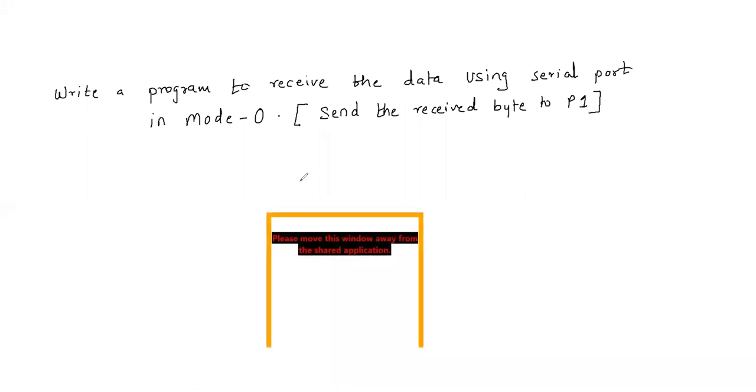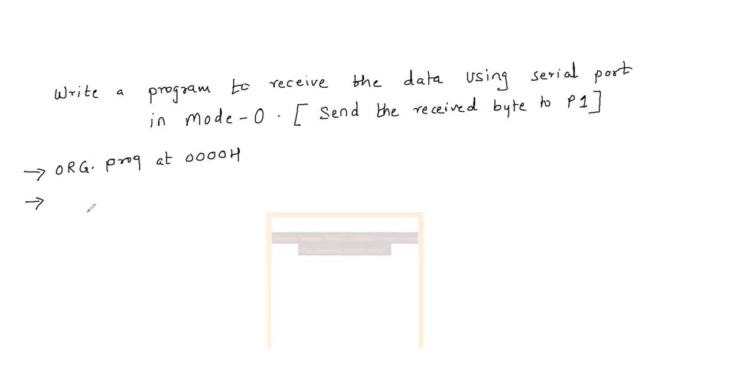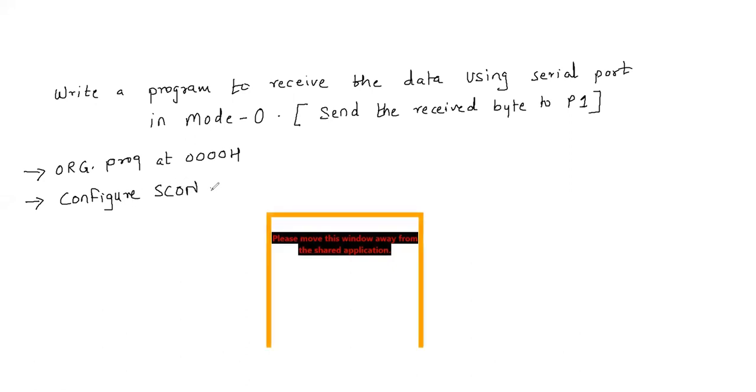That means in mode 0. For that, the first step is that we have to originate the program at the ROM address 000H. Then we have to configure the serial port in mode 0, so you should know the bit pattern. Configure the SCON register in mode 0. Then we have to start receiving the data, or we can say, enable the reception.